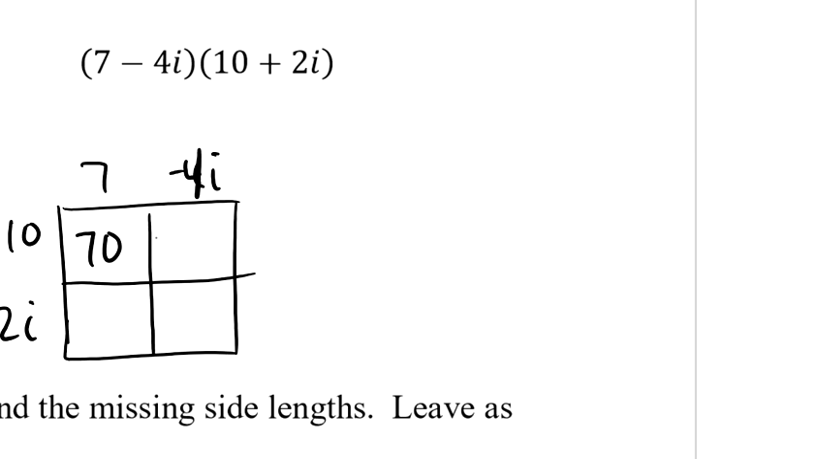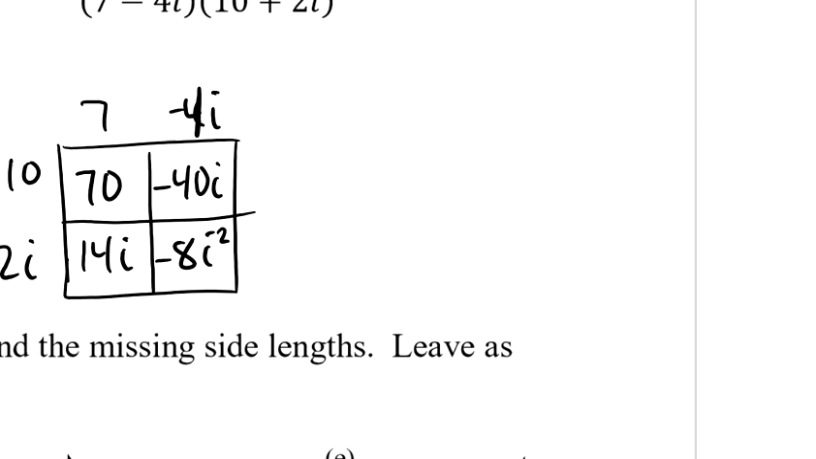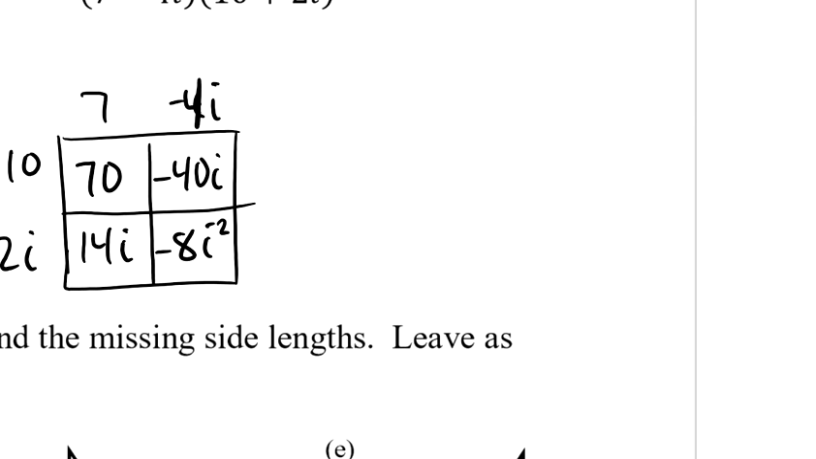This is the number 70. This is -40i. This is +14i, and this is -8i squared, right? i times i is i squared. Before we simplify our answer completely and finish up, let's consider what this is, right? It is not -8i and then that quantity squared. It's just a -8 and then i itself is squared.